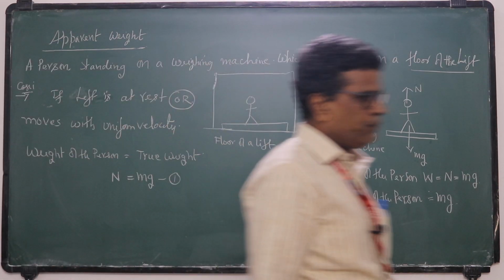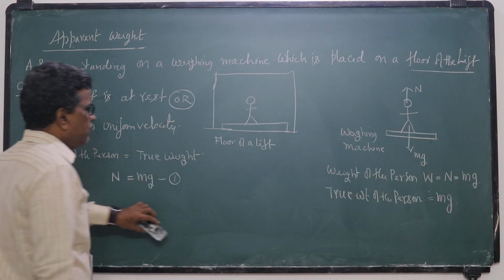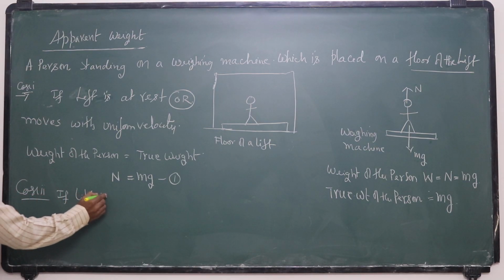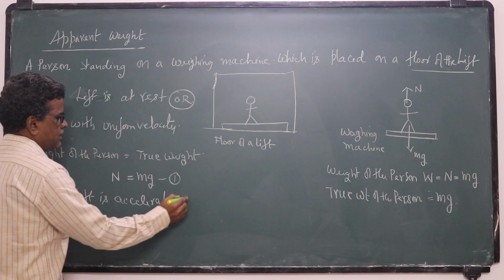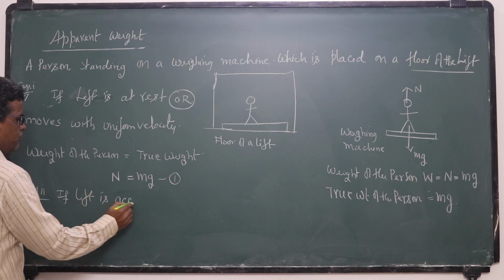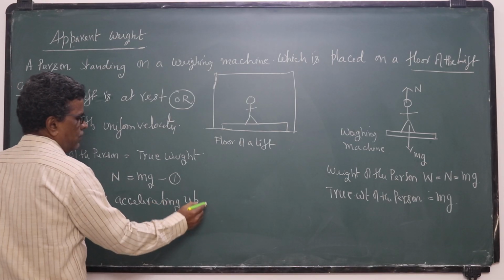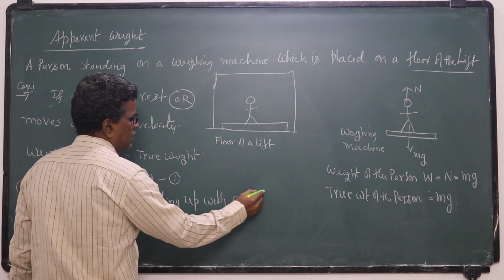Now, case 2. Suppose the lift is accelerating up. The lift has uniform acceleration up, accelerating up with acceleration a, a uniform acceleration.